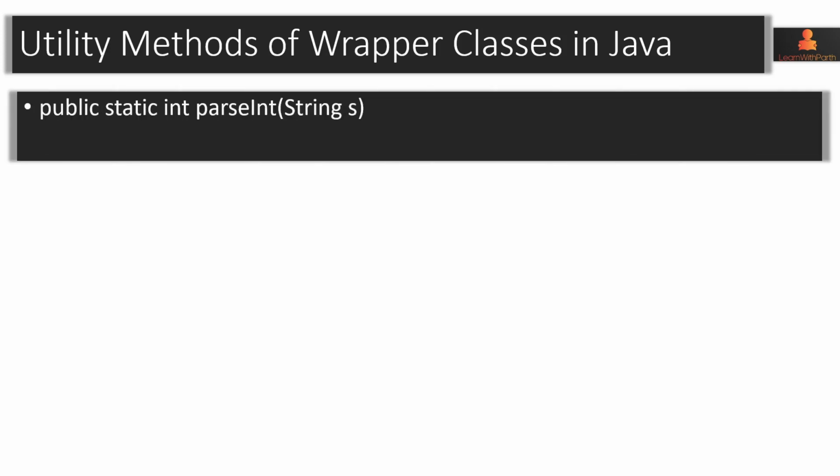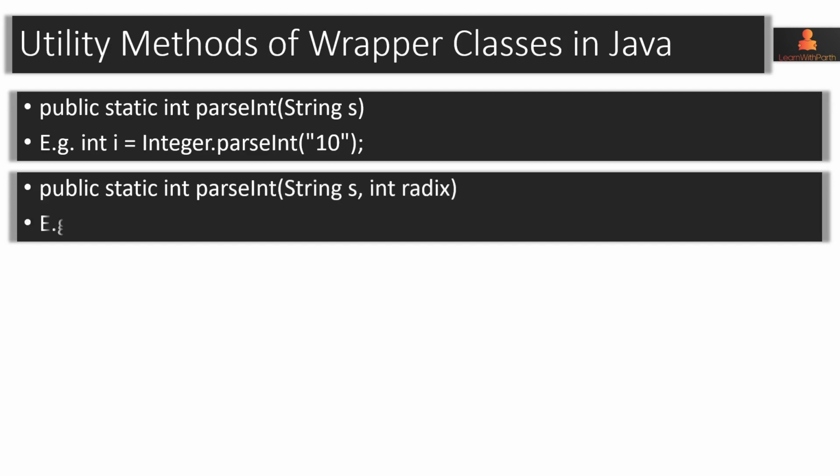Another group of methods is parseInt, which converts the string value to the normal primitive type. That is the difference between the valueOf method and the parseInt method. Here the output would be the primitive type. Here you can see the example that Integer.parseInt will convert the string into the normal integer value. Another example is parseInt with the radix. If the string value is in binary, that's why this 2 is specified. This would convert the binary value into its equivalent decimal representation and store it in the variable i, that is 15.